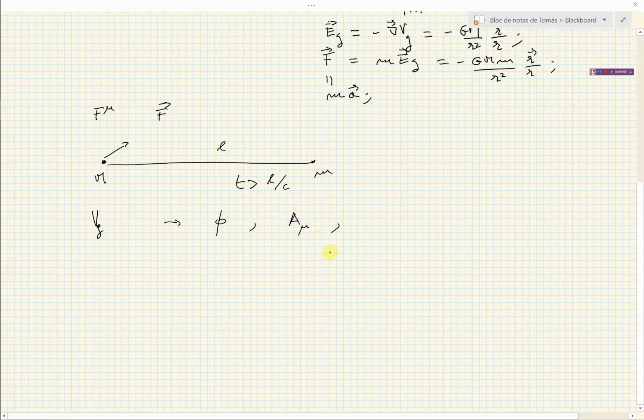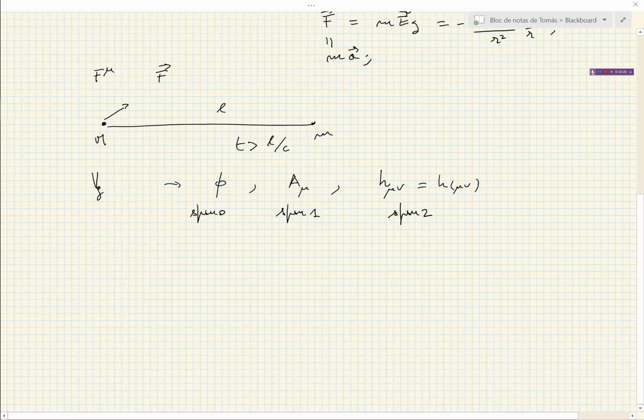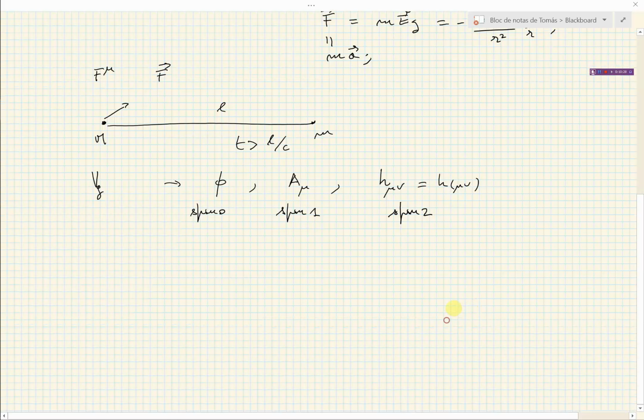There are other possibilities. The next possibility in complication would be to assume that it is a field of higher spin. So this is a field of spin 0, this is a field of spin 1, and a symmetric tensor would describe a field of spin 2. Okay, so this would be the first thing that one can think about.